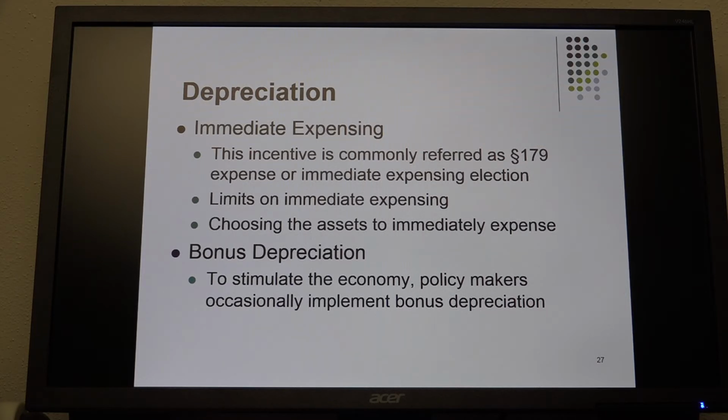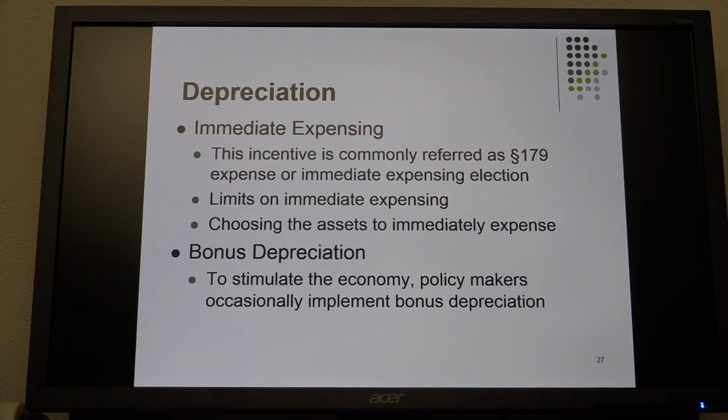Now, note here that you can't have a loss. You can't generate a loss through using the 179 immediate expense. So you may have to depreciate part of an asset. Let's say you purchase an asset for $300,000 and you only have operating income for the year of $200,000. Well, you're going to only be able to immediately expense up to $200,000, and you're going to have to depreciate the balance of $100,000 over the recovery period, whatever the designated recovery period is.